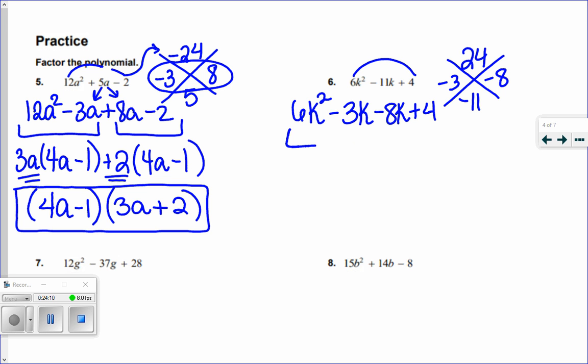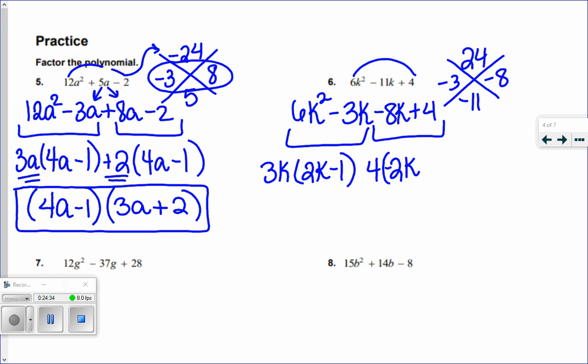Let's do it. I'll group the first two and I'll group the last two. So in this first one, I have a GCF of 3k, and that will leave me with 2k minus 1. In the second group, I have a GCF of 4, but these are the kind of places where you've got to be careful. If I only pull a 4 out, I would end up with a negative 2k and plus 1. And that would actually be the opposite of what I want. But that's a pretty easy fix.